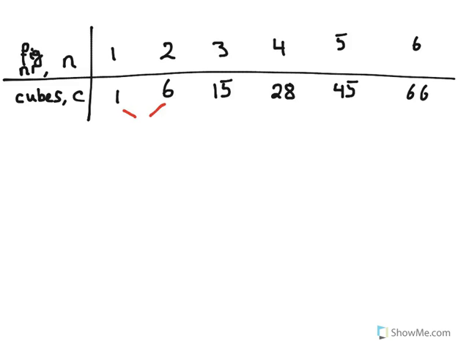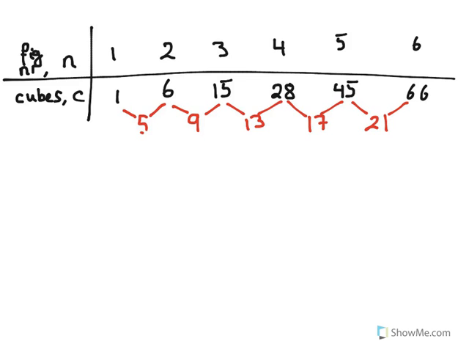What's the difference between 6 minus 1? 5. What's the difference between 15 and 6? 9. 15 minus 6 is 9. The difference between 28 and 15 is 13. And the difference between 45 and 28 is 17. We are waiting until we get a string of zeros, which we don't have yet. We can see that we've got real numbers as our differences.